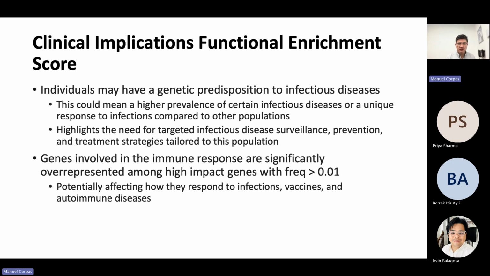So genes involved in the immune response are significantly overrepresented in this subset of highly pathogenic, highly frequent Peruvian genes, rare from the rest of the world. Therefore, this could have implications in the way populations from Peru respond to infections, vaccines, and autoimmune diseases.